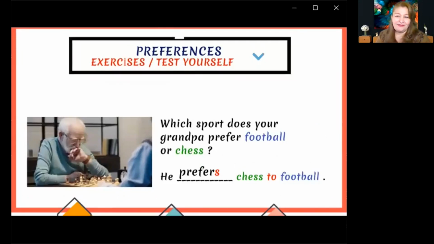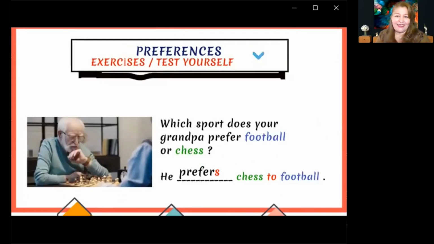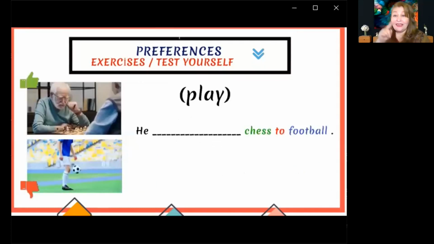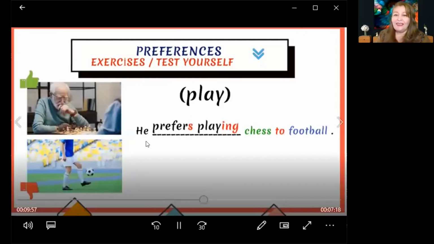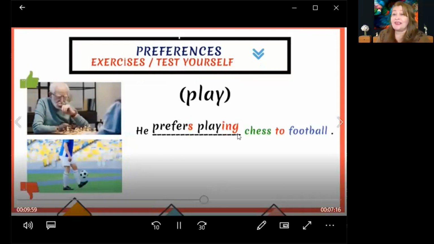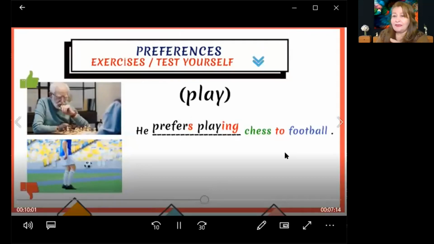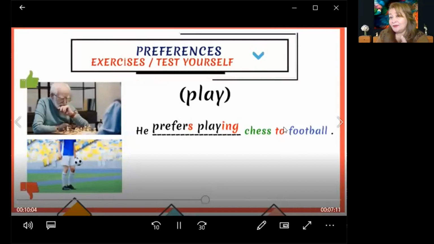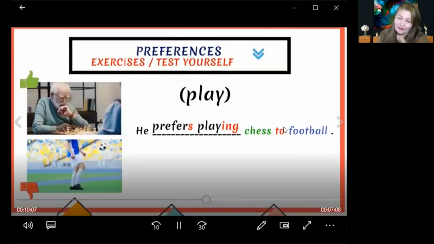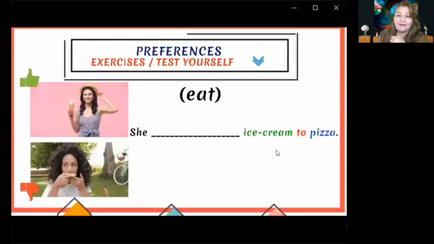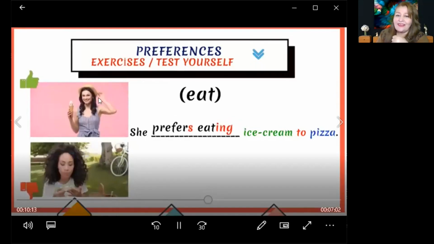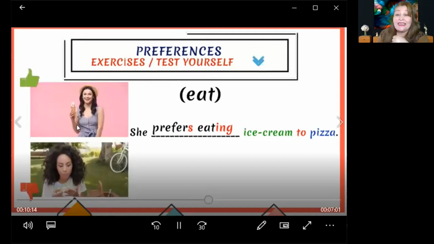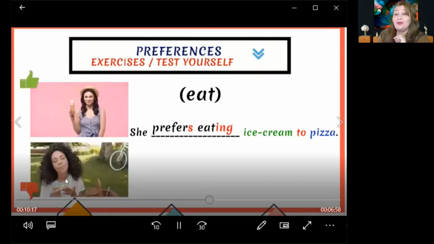And another example. We have only one verb here, play. He prefers playing chess to football. We do not need to use another verb again, the verb play again. And with the verb eat, we can also say that she prefers eating ice cream to pizza.